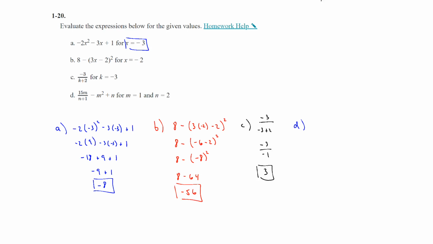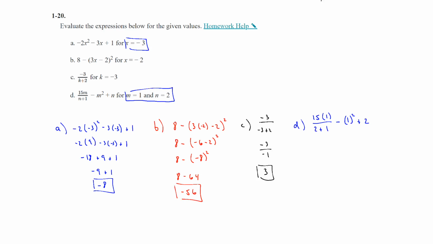And the last one, D, we have 15 times m. We have two different things now. We have an m and an n. M is 1, so 15 times 1, divided by n, which is 2, plus 1. Then we have minus m squared, so minus 1 squared, plus n, which is 2. And now we need to simplify all this.